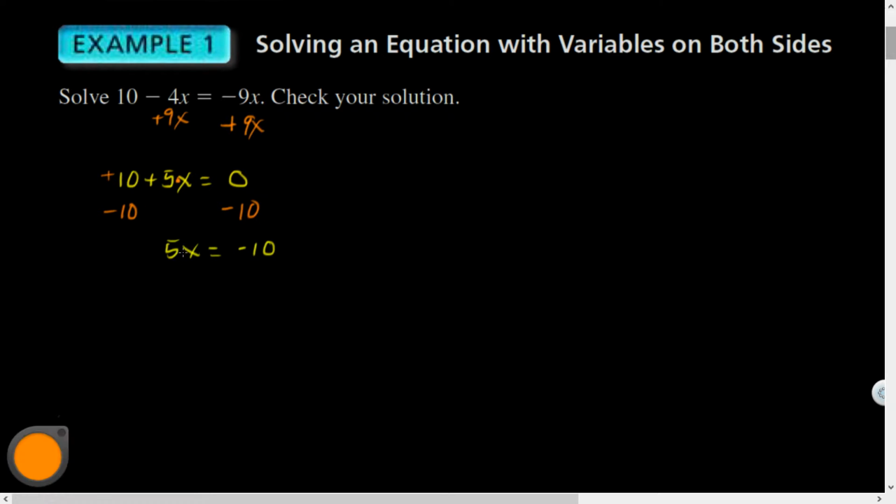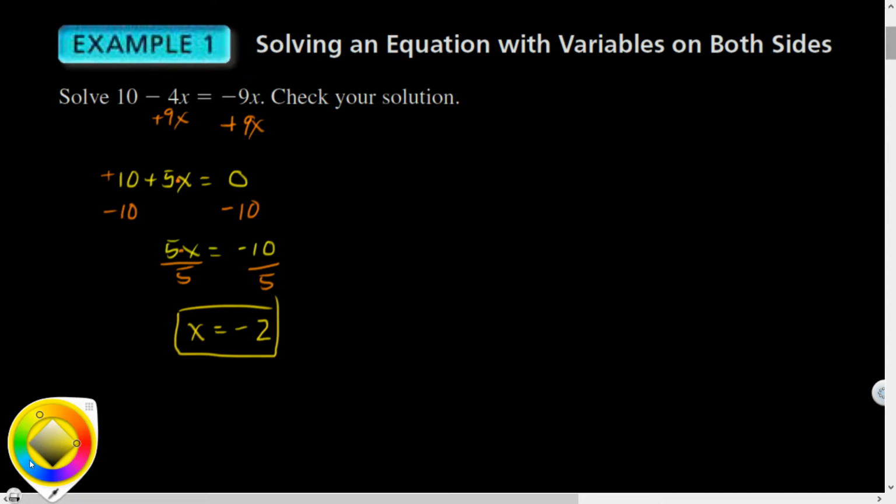How do I move this 5, friends? Divide by 5. And I get x equals 10 divided by 5 is 2. This minus sign, Cameron, you would agree, had no one to buddy up with, so there's still a negative. So x equals -2.